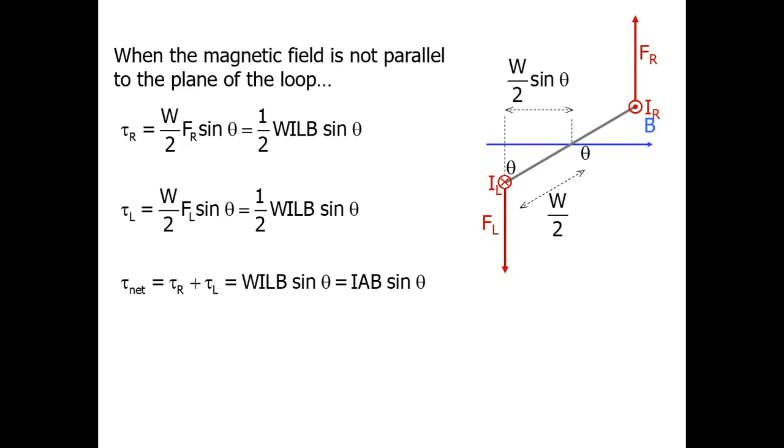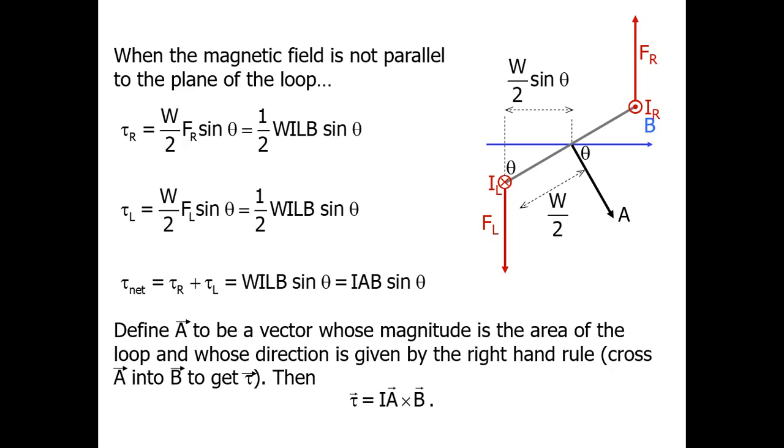And also tau_L, see here, is also making the angle theta. So W by 2 times F_L sine theta is equal to 1/2 W I L B sine theta. Now we are adding both of these. What will we get? Tau_R plus tau_L is equal to W I L B sine theta. But W times L is equal to A, so I A B sine theta.